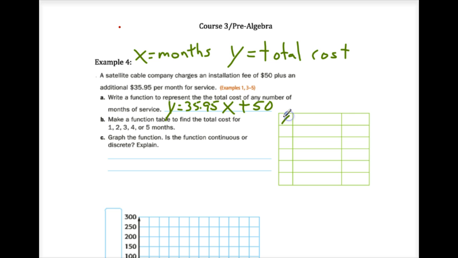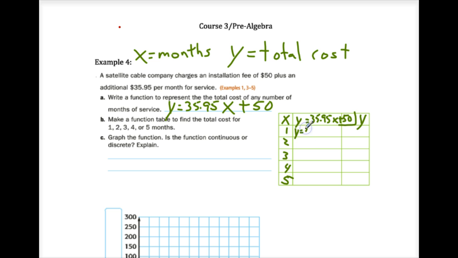Okay, let's make a table to find the total cost for up to 5 months. Y equals 35.95x plus 50. There's Y, and we're going to do this for 1, 2, 3. No, you only have to pay 50 one time. What about 0 months? Day 1, they come out and install it. You have to pay $50 for 0 months. Okay, let's try for 1.